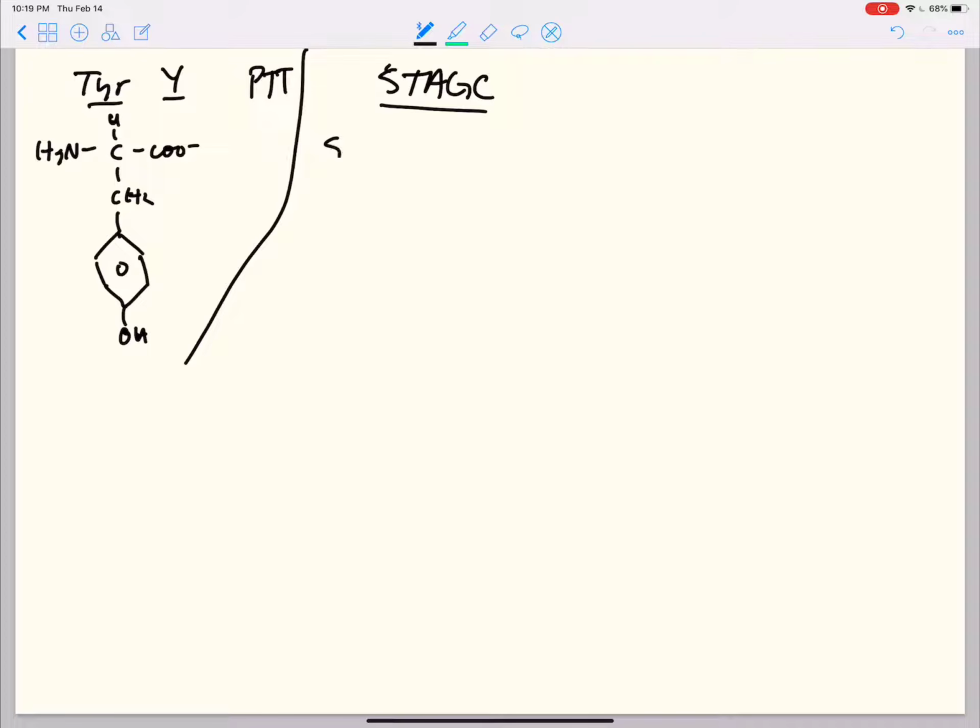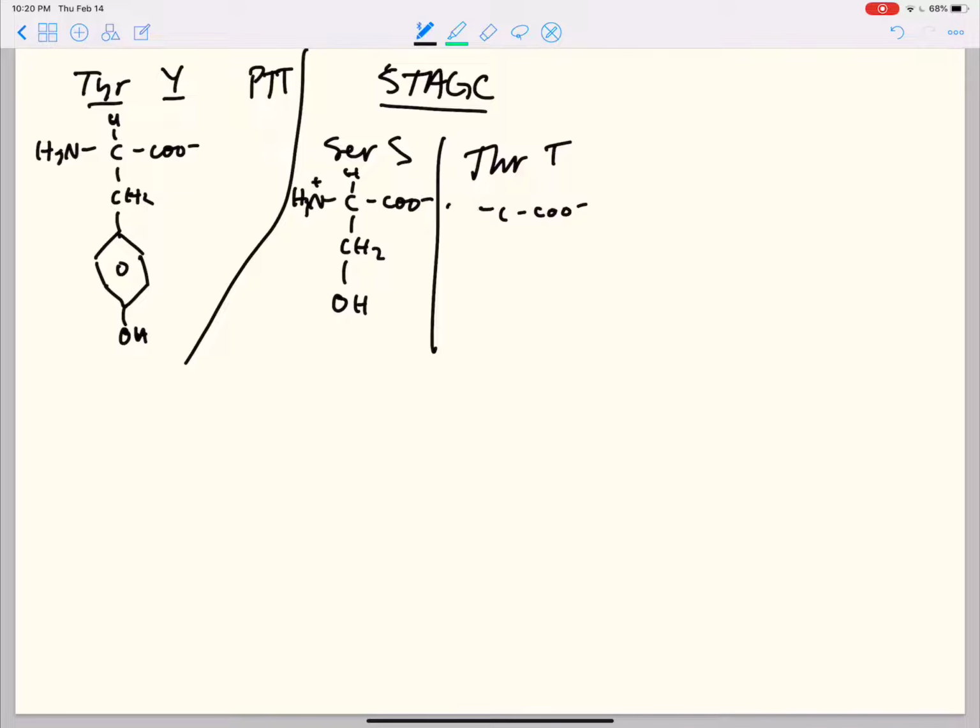So serine: S, COO minus, H3N plus, hydrogen. And we're going to have one CH2 and one hydroxy group. So there's an OH there. Next is threonine. Threonine and T. And this one's going to have the same backbone.